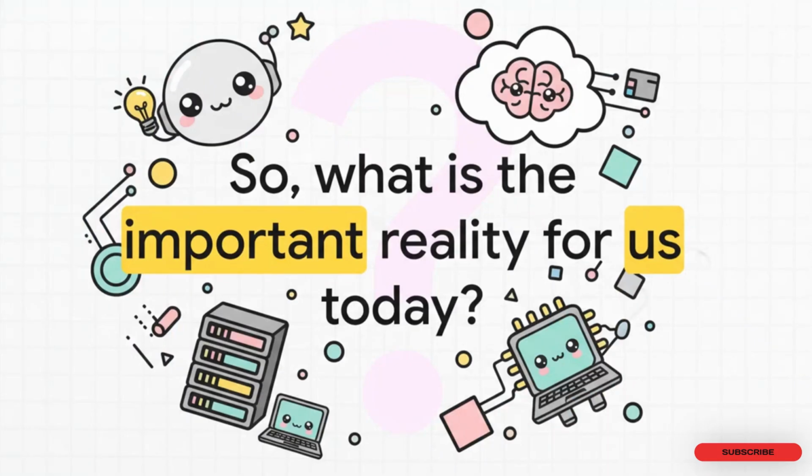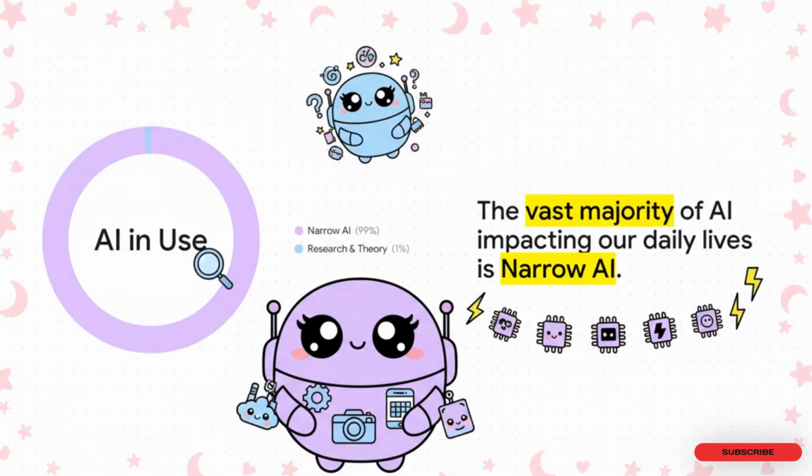So with all these different kinds of AI floating around, what's the important takeaway for us, right here, right now? What do we actually need to know for our day-to-day lives? Well, this chart says it all, doesn't it? The overwhelming majority, I'm talking a whopping 99%, of all the AI actually being used in the world today is narrow AI. That other tiny 1%, that just represents all the research and the theoretical ideas happening in the background. The AI that's actually impacting your life is the specialist, not the sci-fi genius.